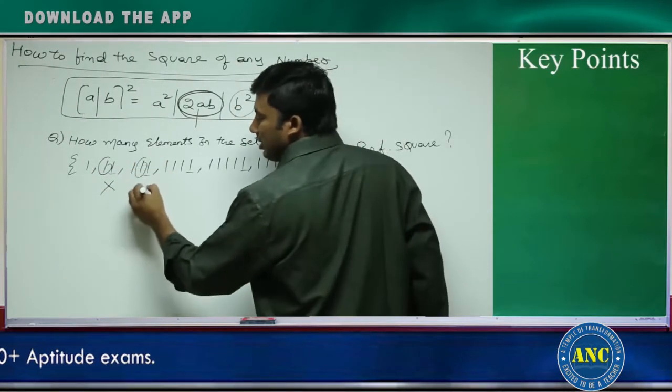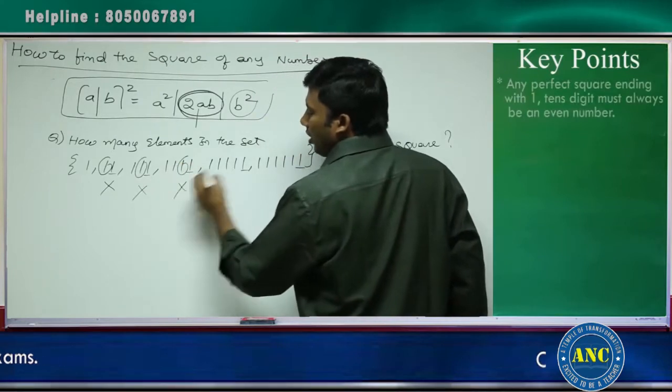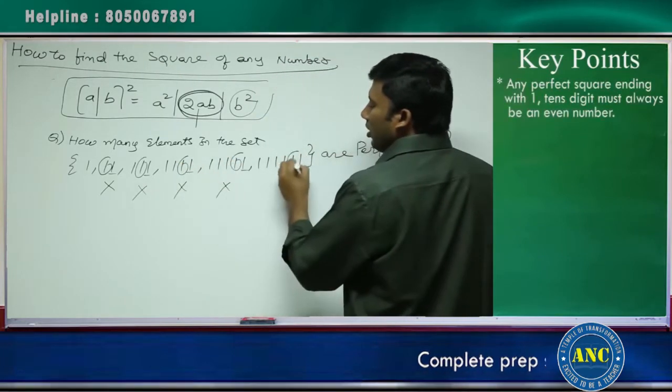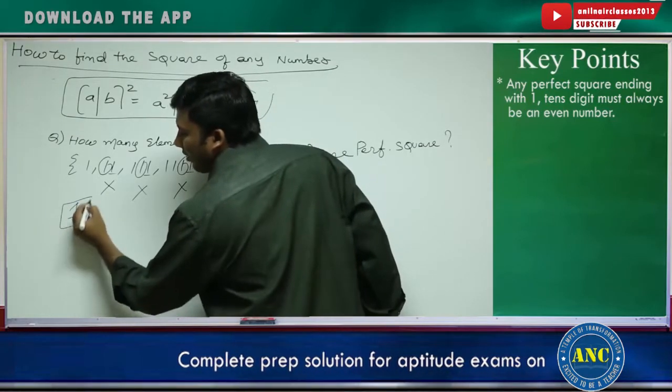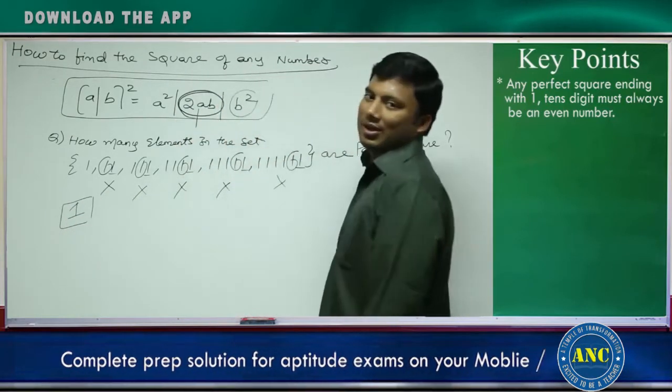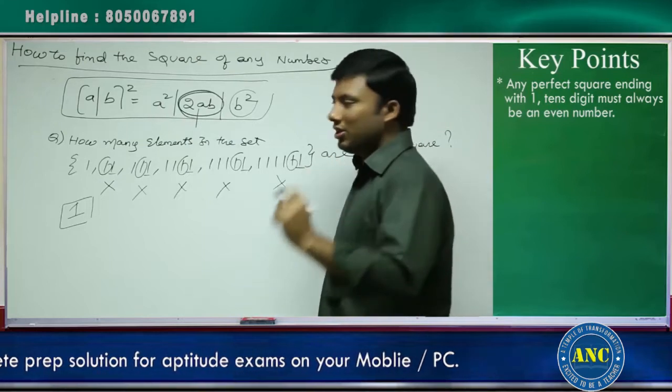What is the tens digit? 1. Not possible. So there is only one element in the set which is a perfect square, and the answer is 1. I hope you have understood the concept.